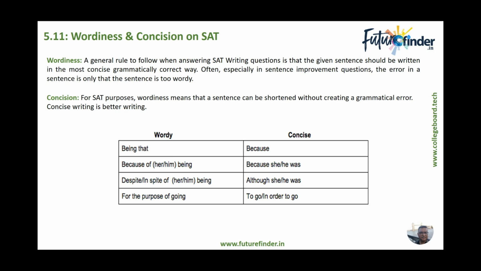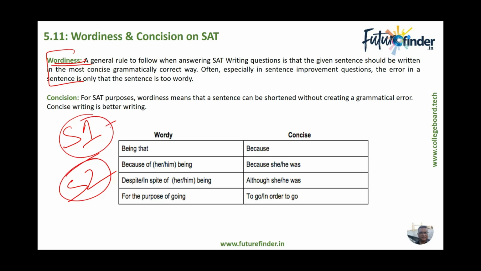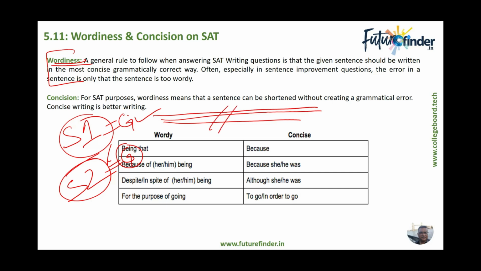So what is wordiness? As a general rule on the SAT, wordiness means that if there are two sentences, sentence 1 and sentence 2, which mean exactly the same and both are grammatically correct, then always the smaller of the two sentences would stand. A sentence which is longer as compared to the other one, which means exactly the same, will not stand on the SAT. The second sentence, which is more concise, will stand.